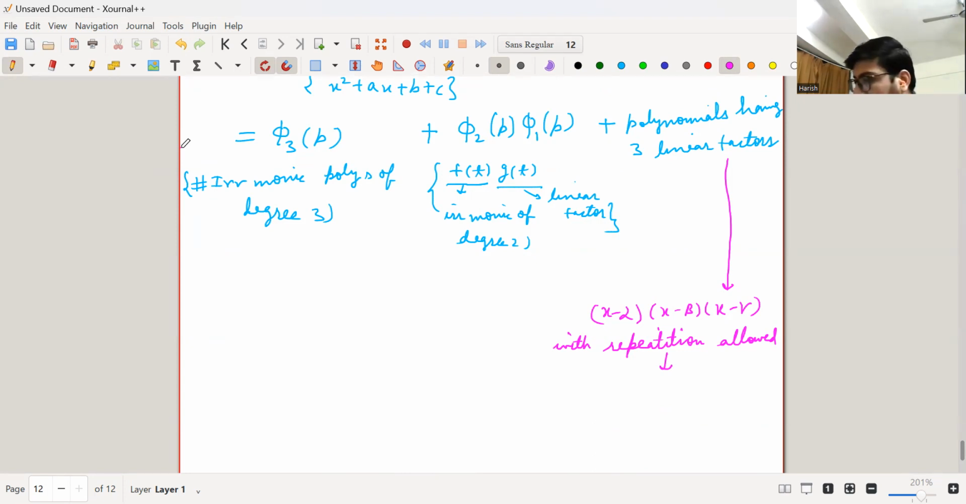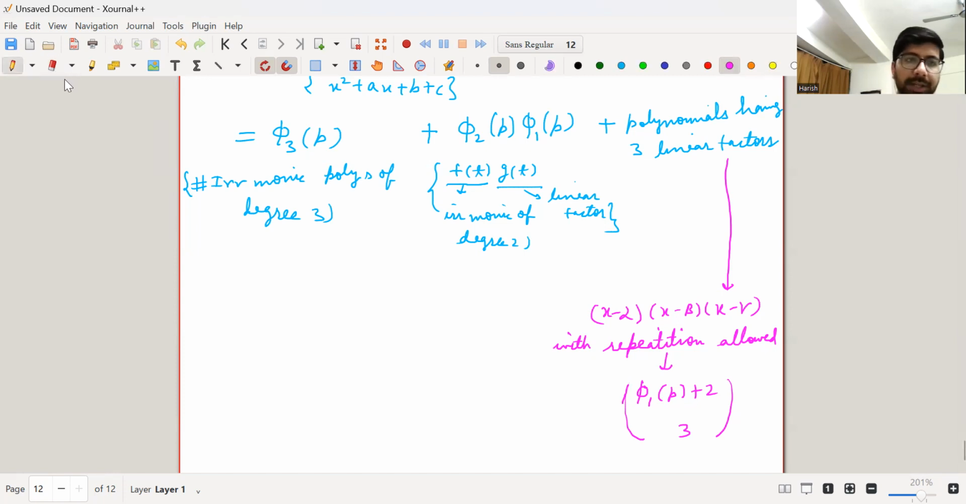This is phi 1 of p choose 3, right? Because you have to choose n many objects. So the formula was n plus m minus 1 choose m, right? So m is 3 here and n is phi 1 of p.